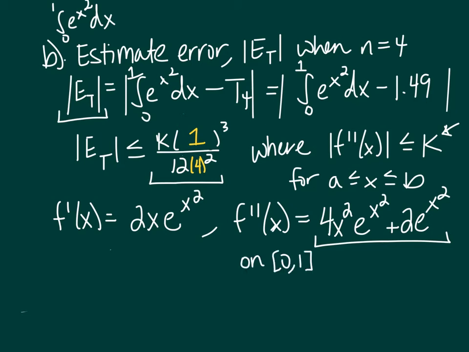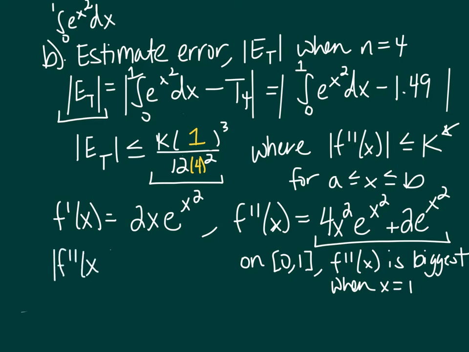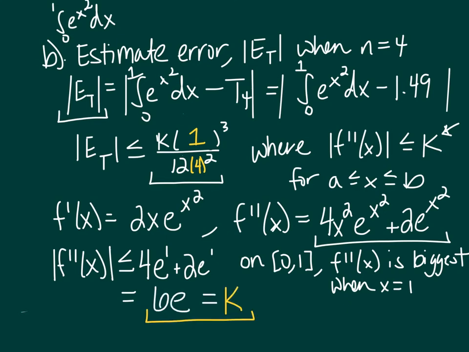So notice on the interval 0 to 1, this particular second derivative is going to be biggest when x is 1. So we can then say that the absolute value of the second derivative is going to be less than or equal to its value when x is 1. So less than or equal to, I'm just going to plug in 1 here, 4 times 1 times e to the 1 plus 2 times e to the 1, so that's 6e, and that's what I'm going to choose for my k. Alright, so that's a reasonable upper bound.